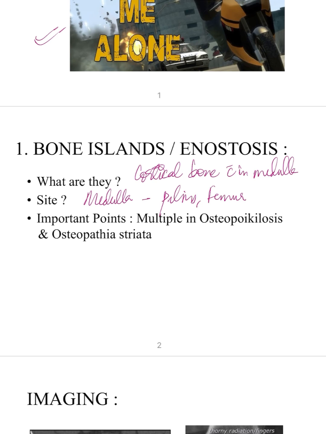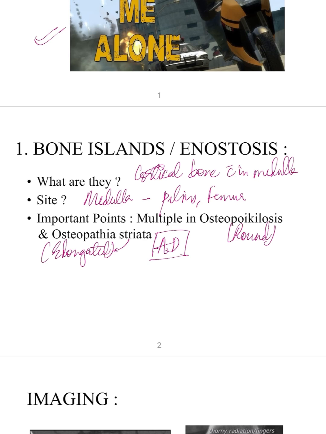What are the important points to remember about these bony islands? Multiple bony islands are seen in osteopoikilosis and osteopathia striata. Both of these are autosomal dominant conditions where the bony islands are located in a periarticular distribution. These may be round in osteopoikilosis or elongated in osteopathia striata, as indicated by the name, with a striated appearance.